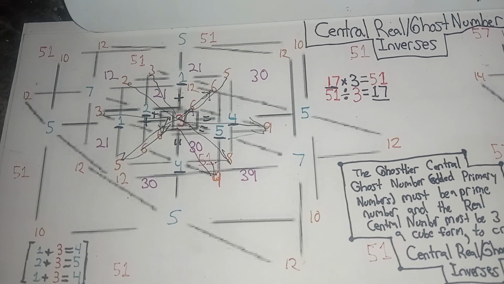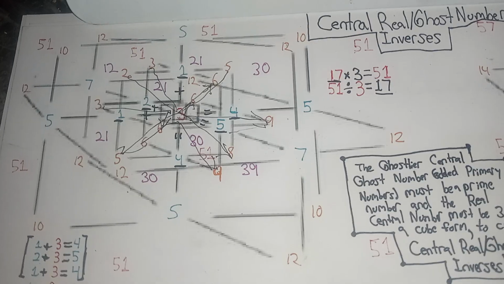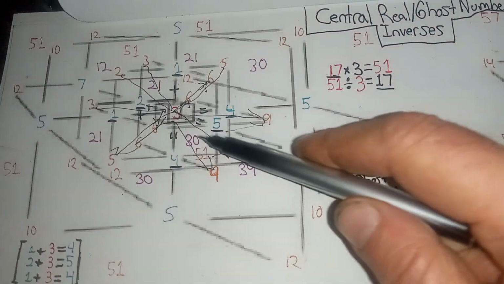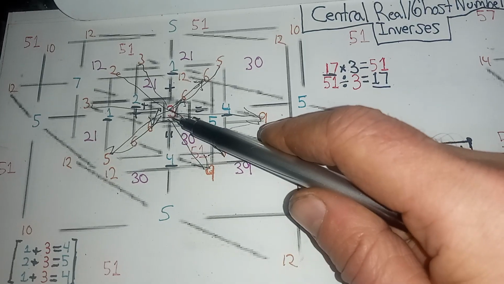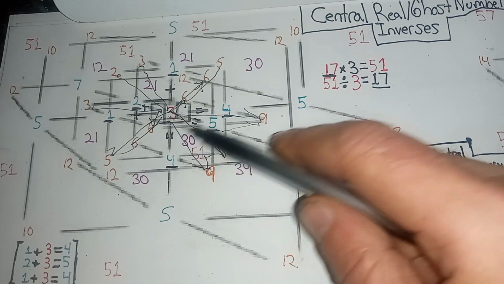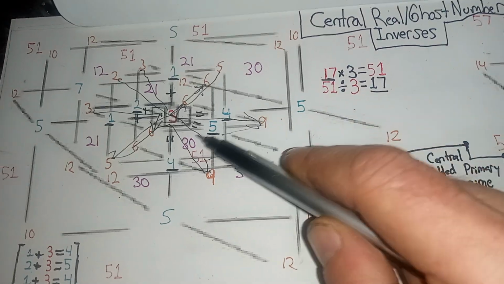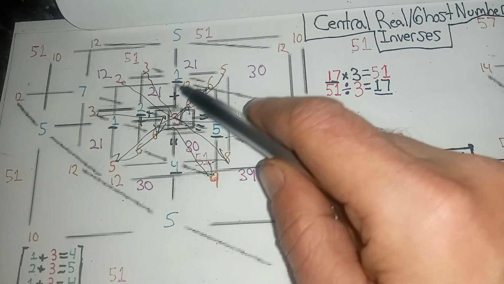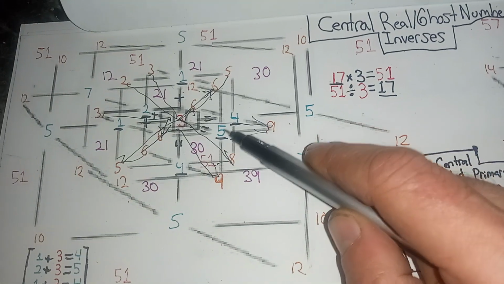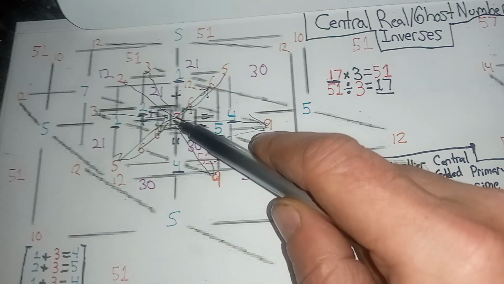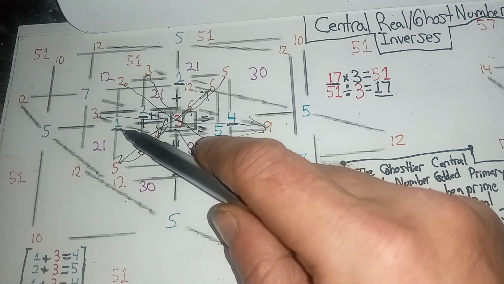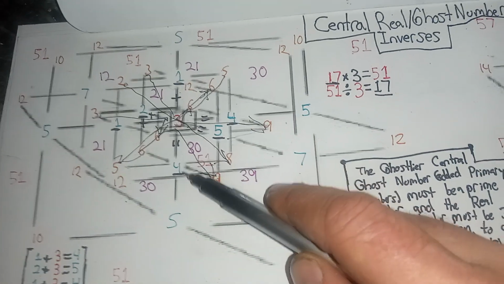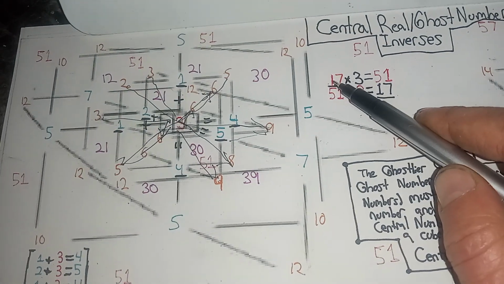If you know anything about my magic ghost number cubes, then you know that the central ghost number, which would be here if it was a ghost number, would be 17 if you added up the primary numbers. That's what the primary numbers are good for. They create the central ghost number, and you add them up. 1 plus 2 plus 1 plus 4 plus 5 plus 4 is 17.